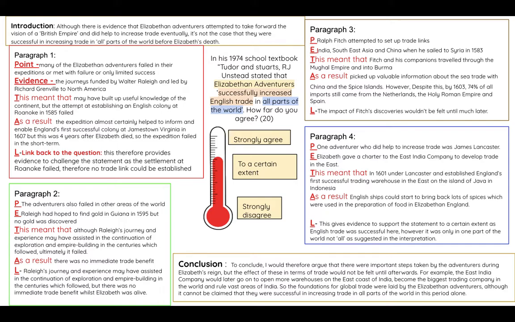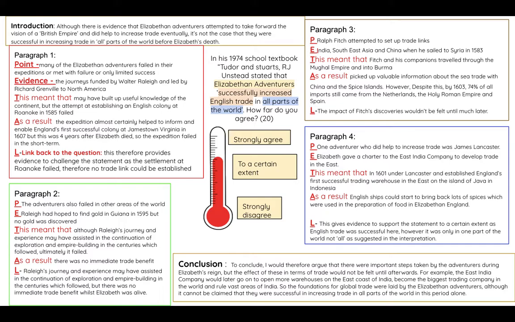So as a result, English ships could start to bring back lots of spices which were used in preparation of the food in Elizabethan England, right? They were much sought after luxury items to preserve food and to use in your cooking. You could use that to impress your guests. Link back to the question. So this gives evidence to support the statement. So I've provided a balanced argument here.